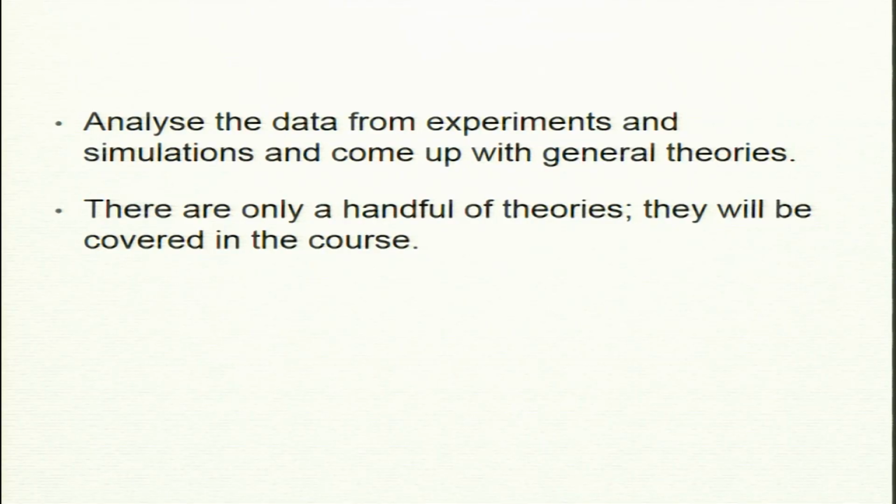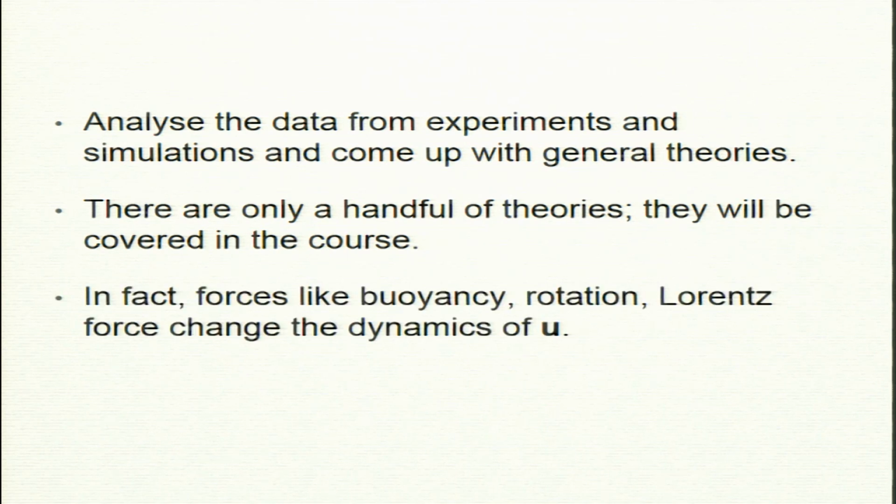So, in engineering there are a lot of models; you build a model which fits the data, but these are derived from first principles. That is the difference. So, these are theories. As I said, there are only a handful of theories. Kolmogorov theory is one of them. In 2D turbulence we have some theories, but there are very few for turbulence, and we will cover some of this in this course.